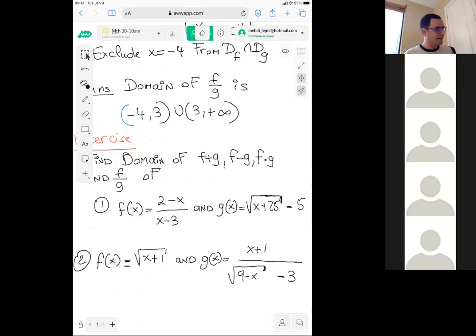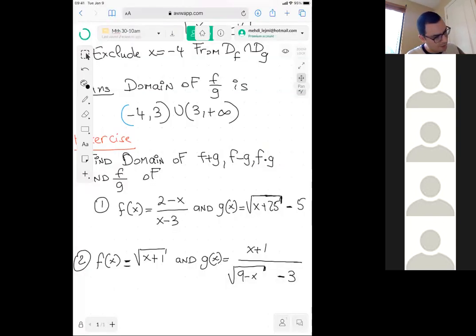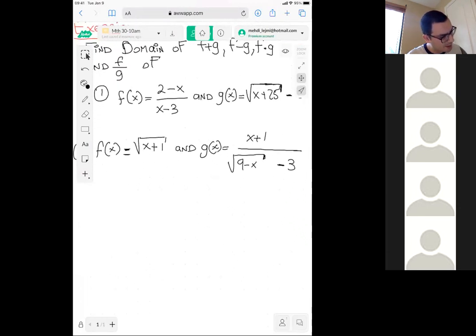All right, guys. Sorry, I don't have much time, so we have to move forward. Let me go quickly over this exercise. So for number 1, as I said, you don't have to do any operations here. You don't have to compute f plus g or f minus g, etc. All you have to do is find the intersection domain, because that's what the theorem says.